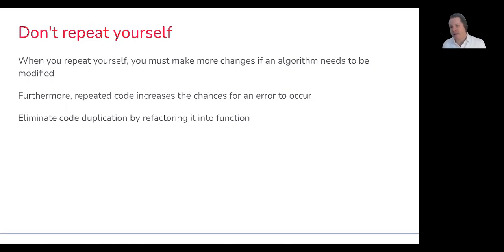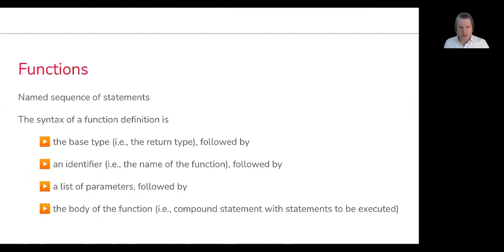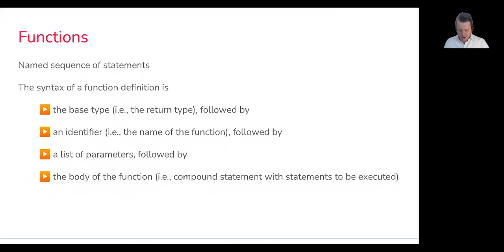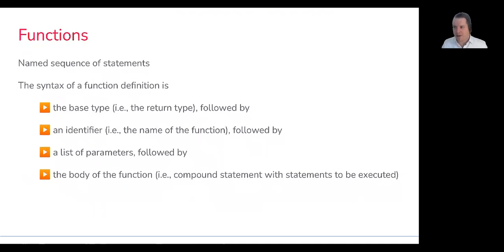So you can eliminate this duplicate code. It's very easy. We're going to take it, put it in a function, give it a name, and then just invoke that function whenever we need that block executed. So functions, we'll get into this in the next video, but this is where we'll start talking about the composition of a function in the C++ language.